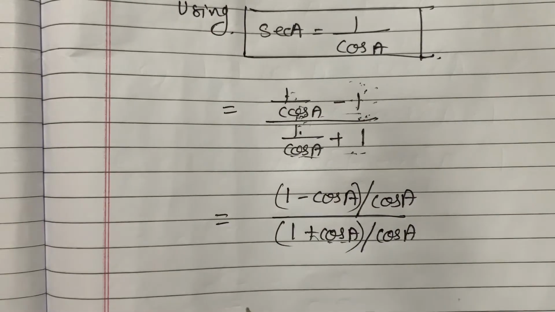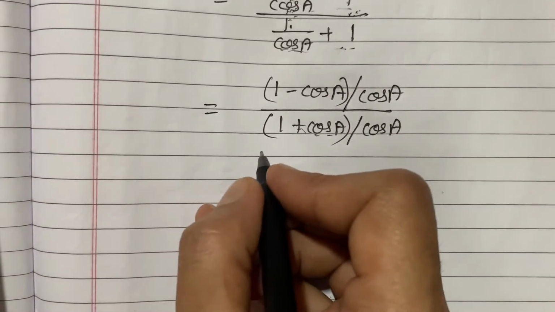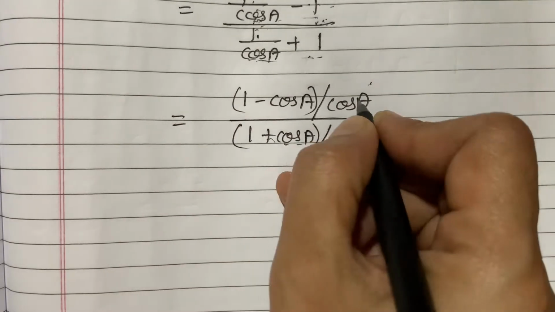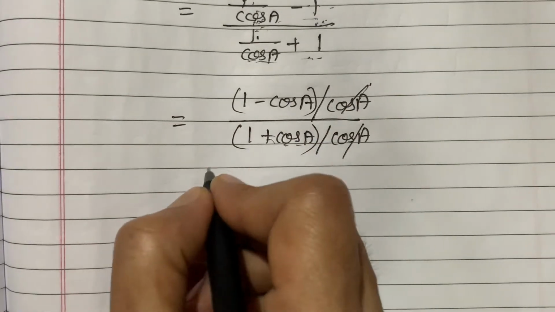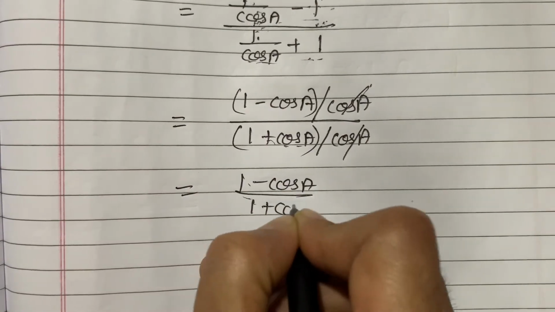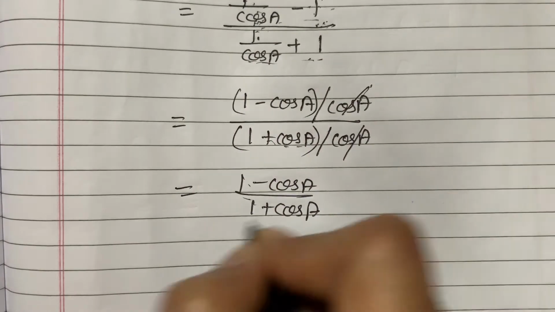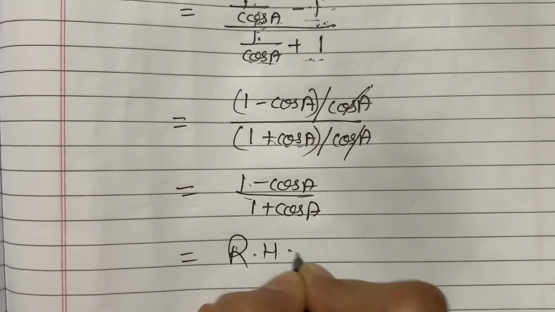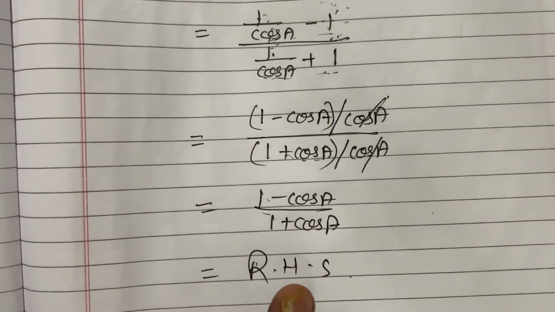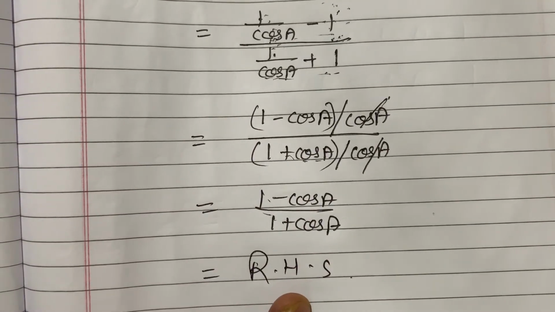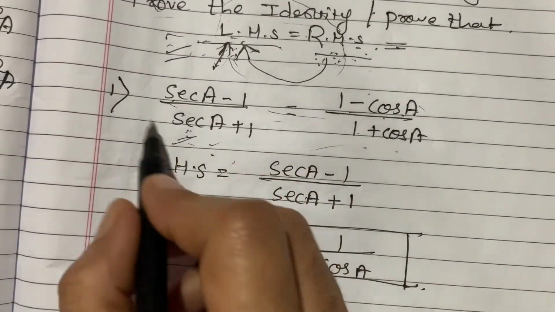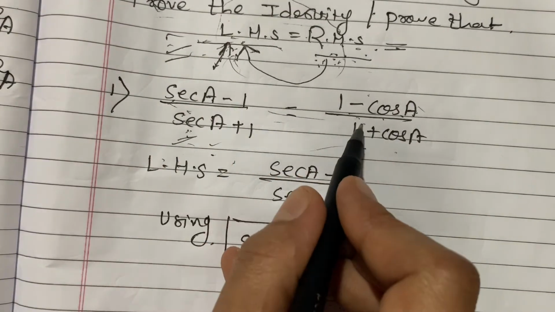You can put the brackets here. Yes. Now what will get simplified? Cos a gets cancelled. And here it is 1 minus cos a upon 1 plus cos a. So which is nothing but what? RHS. So this LHS is equal to RHS. Understood? So this is the first problem. Very easy. In that we just compared which one is complicated.